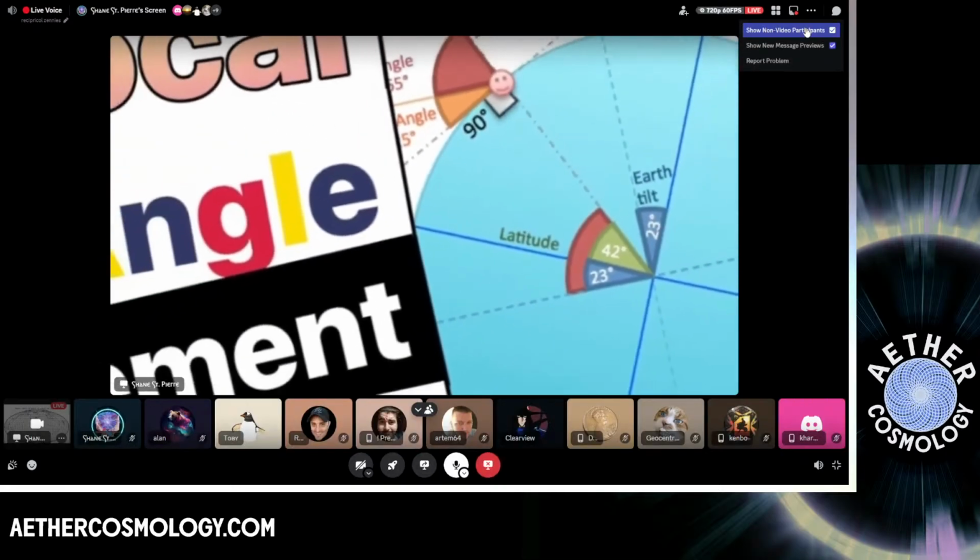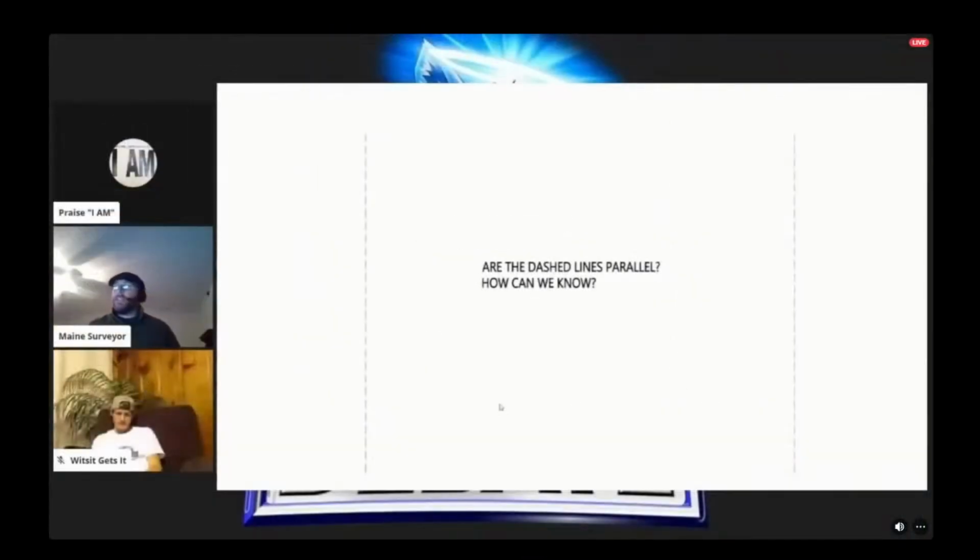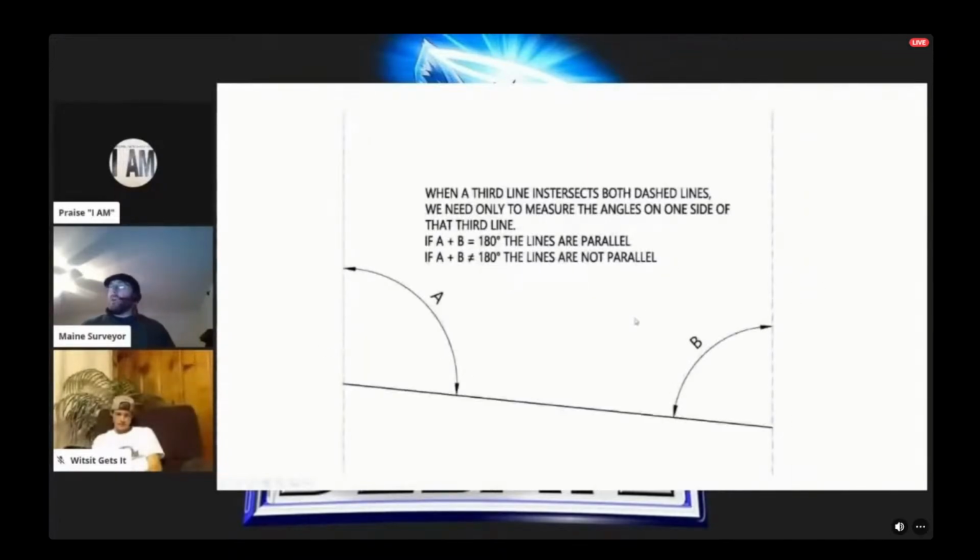Figure out if lines are parallel. Let's take these two dashed lines on either side of the screen. We can figure this out. We take a third line that intersects these two dashed lines. We measure the angles on one side of that line intersecting those two dashed lines. If the angles A and B add up to 180 degrees, then those two dashed lines are parallel. If A and B add up to anything besides 180 degrees, then they're not parallel.